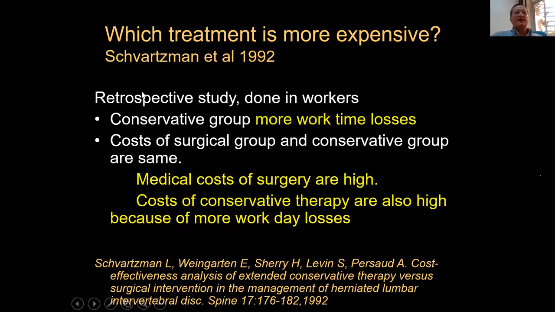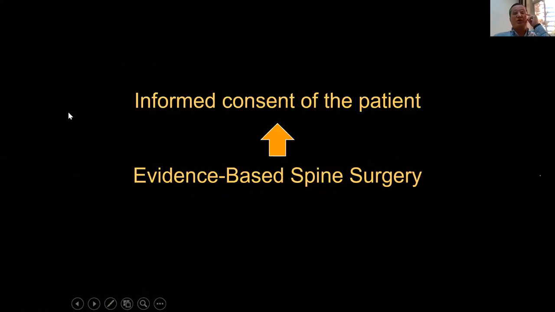This is a study from 1992. Medical costs of surgery were high, but costs of conservative therapy because of work time losses were also high. So then they decided conservative therapy is more costly. So our informed consent must consist of those evidence-based spine surgery guidelines or information taken from the literature.